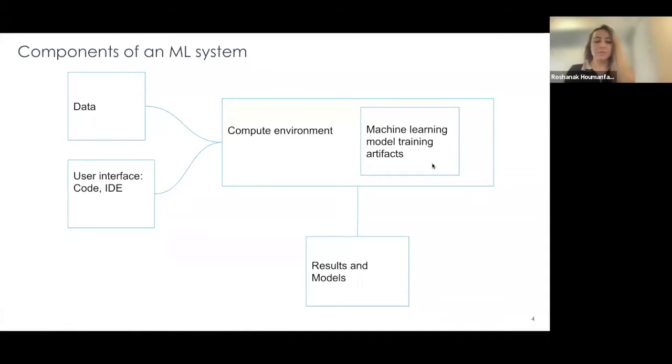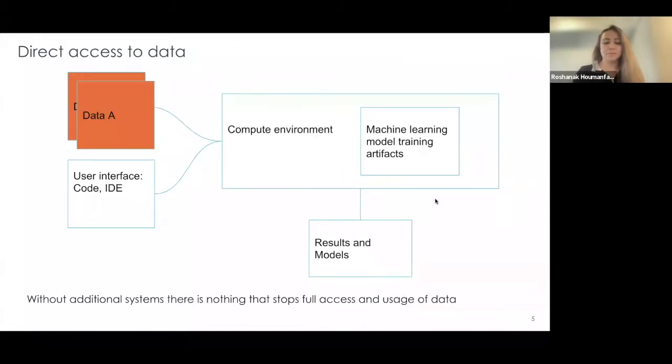You're all probably familiar with this diagram because it shows the different components of the ML system. I'm going to use this to anchor us in the problem and solution landscape. There are three main pieces to the system: data, machine learning artifacts, things like parameters and gradients, and last but not least, results and trained models.